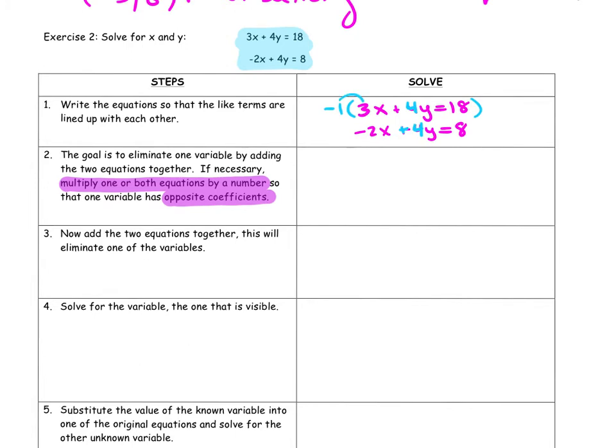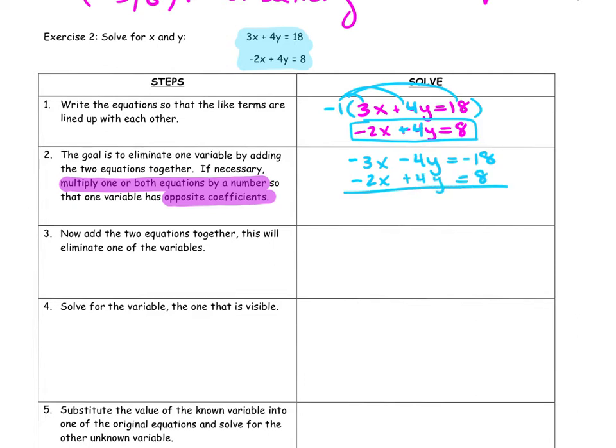So let's see. You got to distribute. We'll have negative 3x minus 4y equals negative 18. Nothing changed here, so rewrite it. And now let's see if we add vertically what happens. Negative 3x plus a negative 2x is negative 5x. Negative 4y plus 4y is 0, right? 0. And negative 18 plus 8 is negative 10.